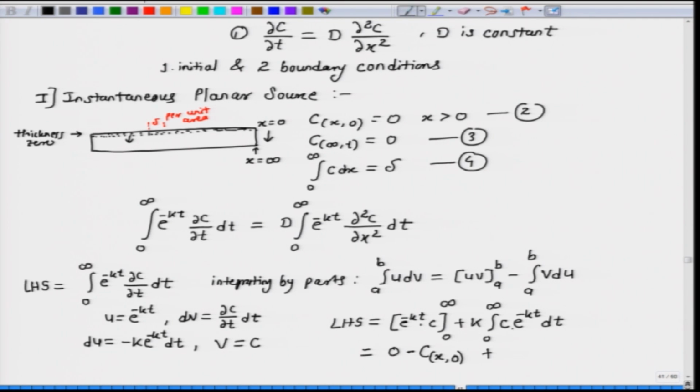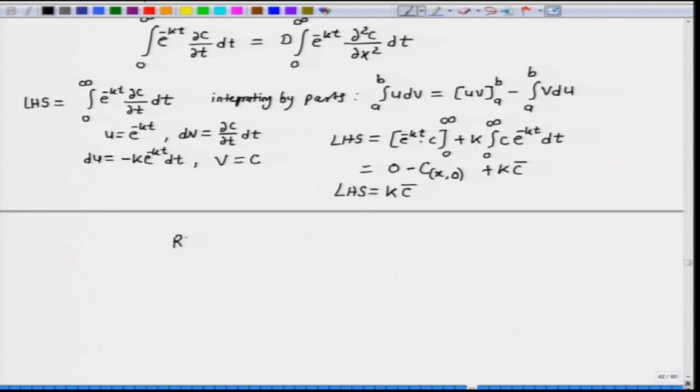Integral 0 to infinity e to power minus k t times c dt is the Laplace transform of function c, right. So, let us denote that by c bar. Now, we know the initial condition C at x at t equal to 0 is 0. So, LHS comes out to be straight k times c bar, where c bar is the Laplace transform of function c. Now, let us take the second side RHS.